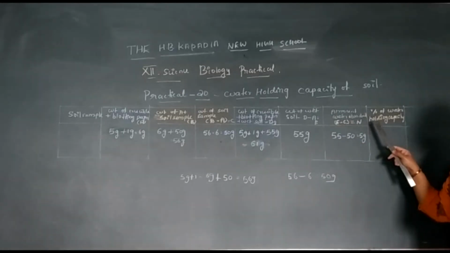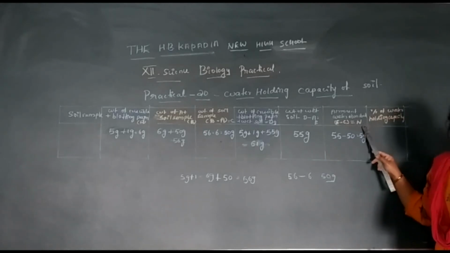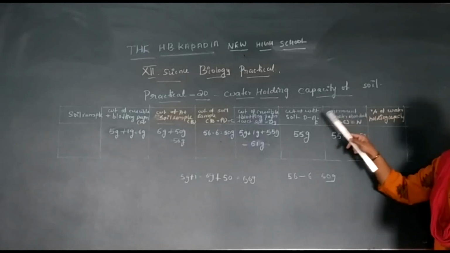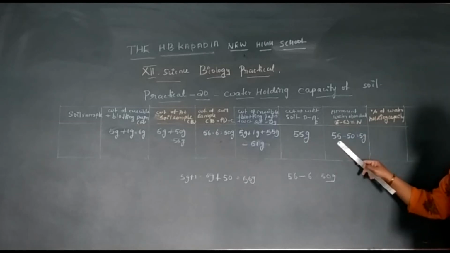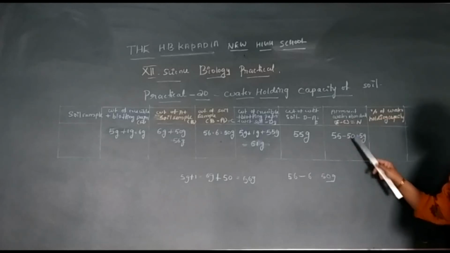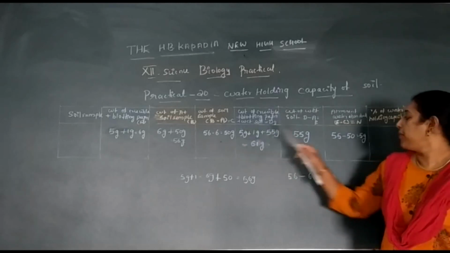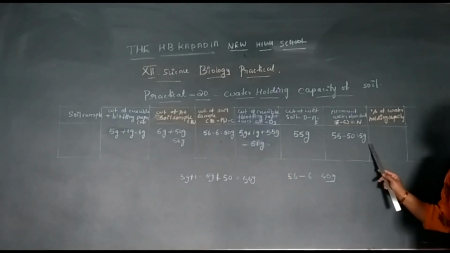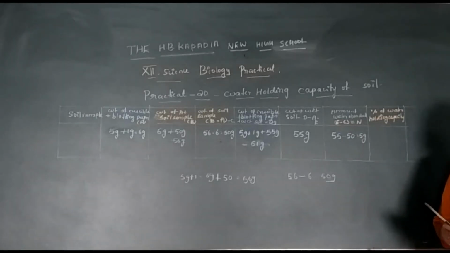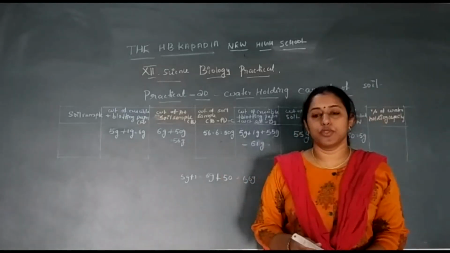Now, the amount of water absorbed. Amount of water absorbed is equal to N. How to calculate N? That is E minus C. What is E? E is the weight of the wet soil, that is 55 gram. And C is the weight that we have taken in the first step, that is 50 gram. So 55 minus 50 is equal to 5 gram. So nearly 5 gram of water is absorbed by the particular soil sample.